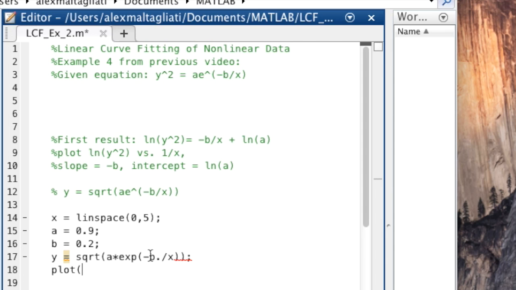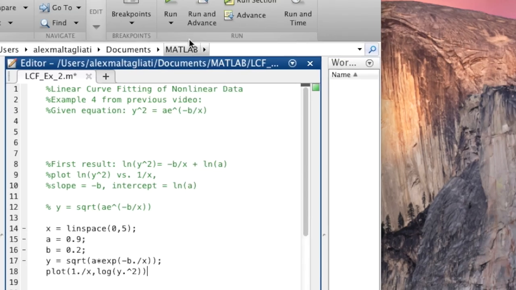Okay, and now we can create our plot. Let's look at the first result that we got. So we said we'd plot natural log of y squared versus 1 over x. So let's type that in. 1 divided by x, and then natural log is typed log. And for both of these we have to add the dot because we're dividing by a vector, and here we're squaring each term in the vector. And let's see what that plot looks like.